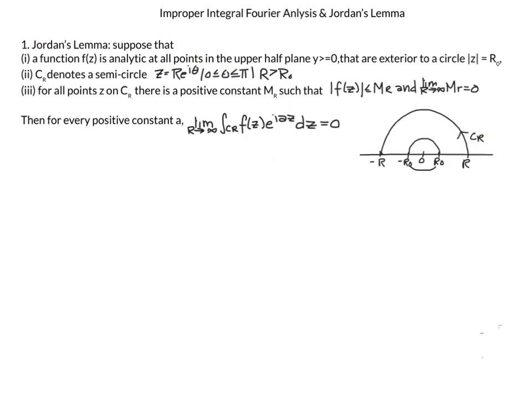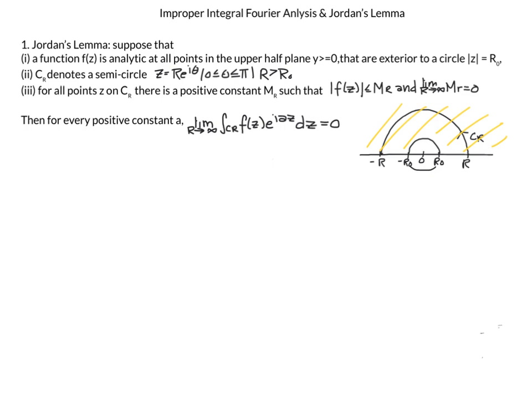Here's Jordan's lemma, and again, we're not going to prove it, we're just going to be using it. So we have a function f of z that is analytic at all points in the upper half plane that are exterior to a circle, modulus z equal to R naught. So here is our picture. This is our x-axis, our y-axis is over here. We're in the upper half plane where y is greater than 0, and we're exterior to this circle. Actually, this is a full circle of radius R naught. And we want f to be analytic all through the upper half plane exterior to this circle.